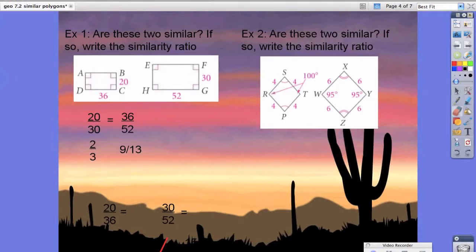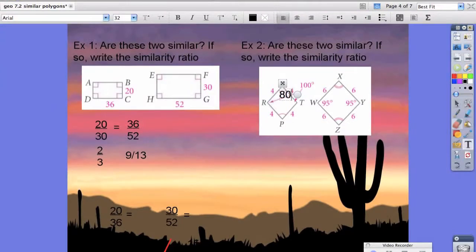For number 2, it says, are these two similar? And in this case, they're also not. The reason being is because the angles are not the same. In trapezoid, in rhombus RSTP, notice that we have angles that are 100 degrees, and if this is a quadrilateral, that means there has to be 360 total. That means that this angle must be 80, and this angle must be 80. Clearly it doesn't match rhombus WXYZ because this is 95s and not 80 or 100.